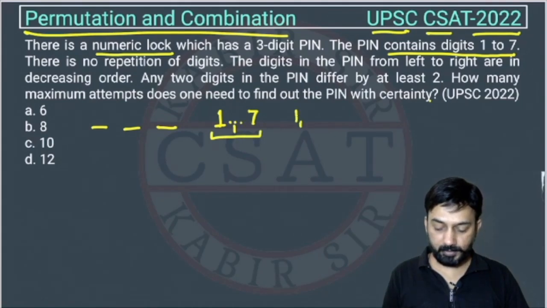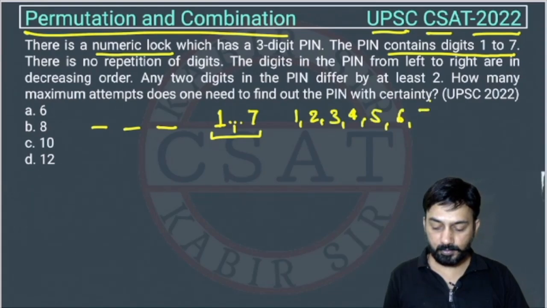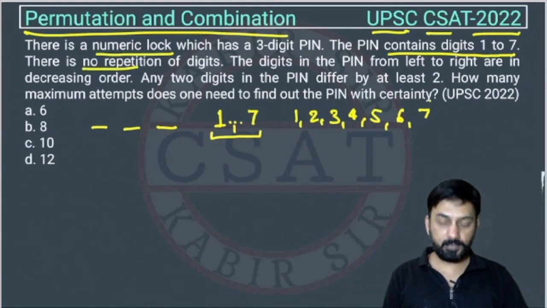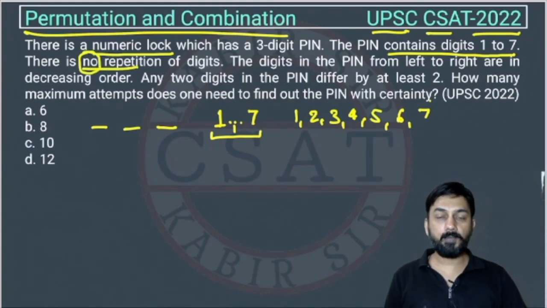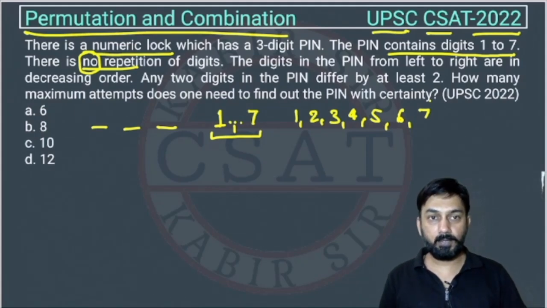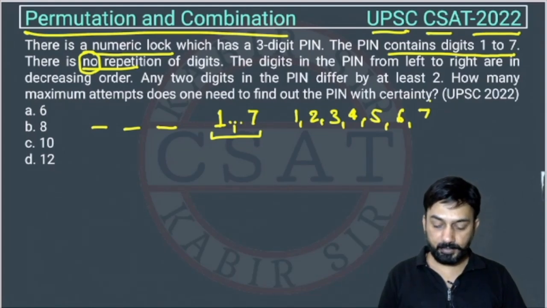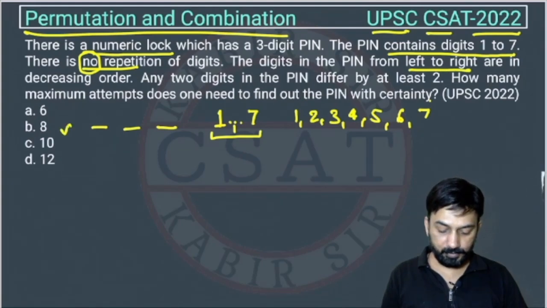How many digits are there? 1, 2, 3, 4, 5, 6, 7. There is no repetition; they have given the condition that there are no repetitions of digits. So the password cannot be 444, 333 or 443, because these have repetition of digits. Now, the digits in the pin go from left to right. This is left, this is right. Don't get confused in that.